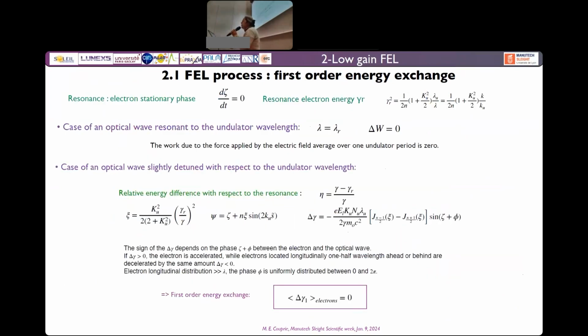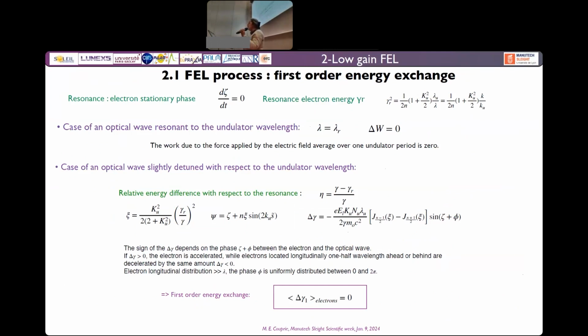And then we look at what happens for the resonance. For the resonance, I consider that the electron phase is stationary. And then if I have an optical wave which is resonant to the undulator wavelength, the work which is applied to the electric field in average is 0.